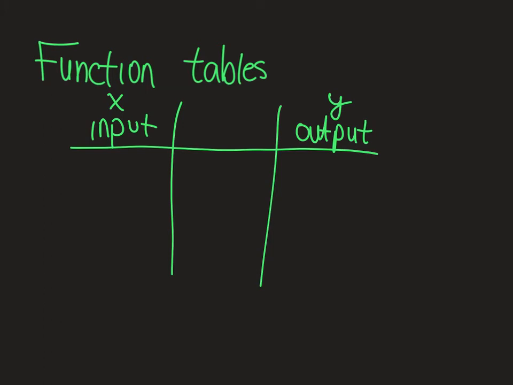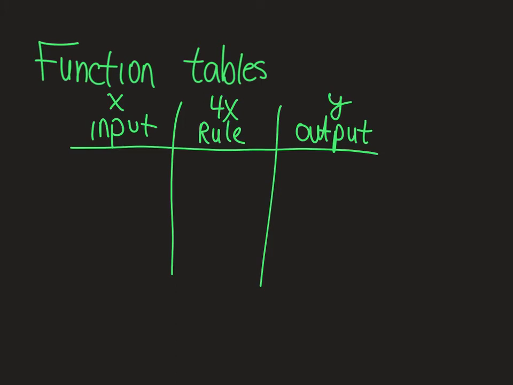The middle of the table is going to have a rule. It's going to have a function rule. It's going to give us some directions: what do they want us to do with x to get y? So if my rule is 4 smushed with x, that means I'm multiplying by 4.